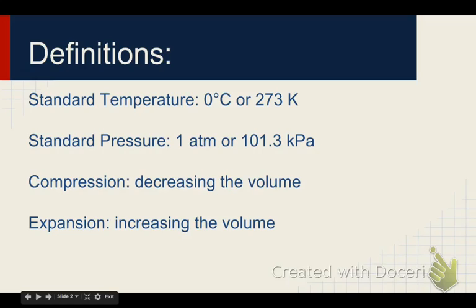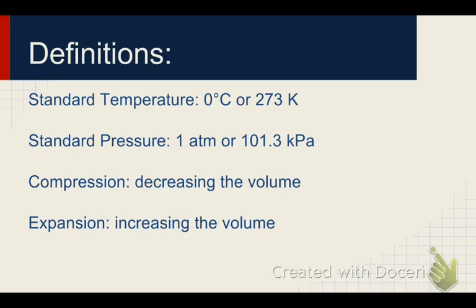The first one is standard temperature. If I'm saying find something at standard temperature, I'm referring to 0 degrees Celsius or 273 Kelvin. Anytime I ask you for that, that's the magic number that I'm looking for. The same with standard pressure. I'm talking about 1 atmosphere or 101.3 kilopascals. Remember, kilo is 10 to the third, so it's 101.3 times 10 to the third pascals, or just kilopascals.